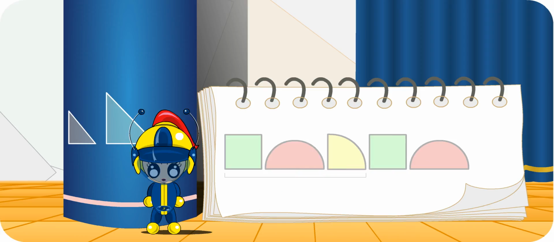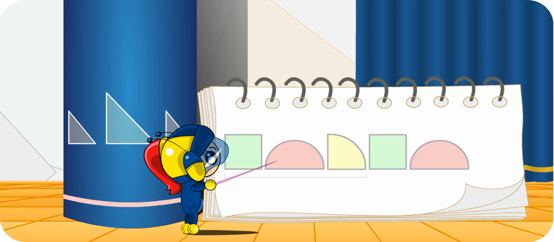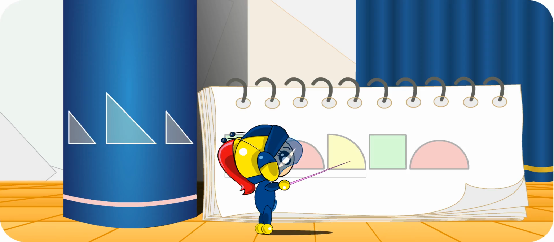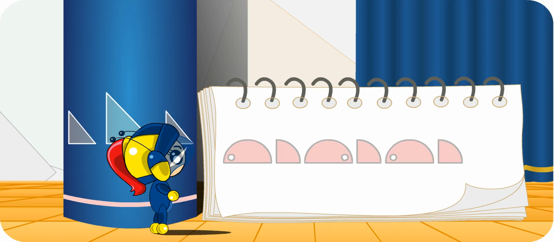That's right. So do you know what shape should come next? The first shape is a square, then a semicircle. So it should be a quarter circle now. Yes, it is, Turbo Girl. Good work. Take a look at this pattern, Turbo Girl.